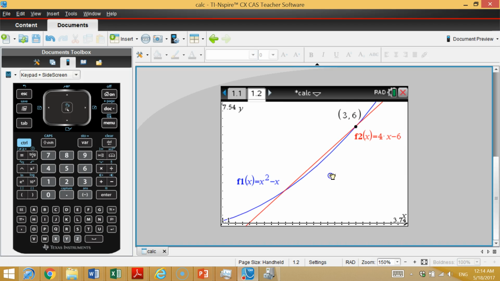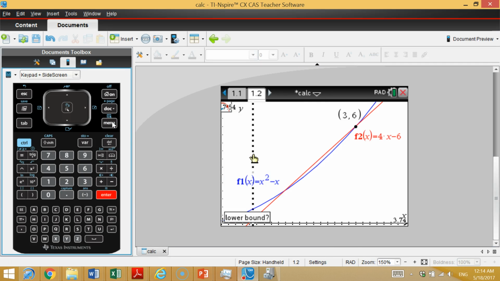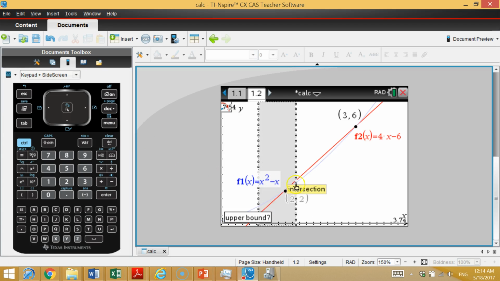Move ourselves a little bit. So I'm going to go Menu, Analyze Graph, Intersection, and sweep through that point. There we go, and that point's at 2, 2.